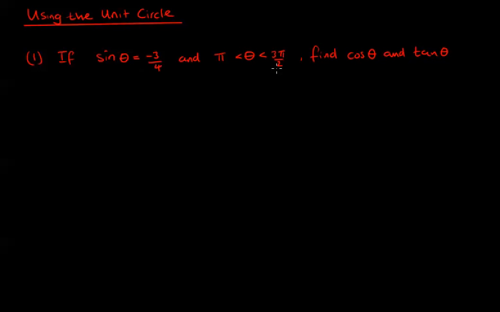So what we're going to do is work out what cos theta and tan theta are going to be without actually using the calculator at all. We're just going to use the fact that they've told us what sine of the angle is, it's minus 3/4, and the size of the angle, it's between these two parameters. The unit circle is going to help us do all of that.